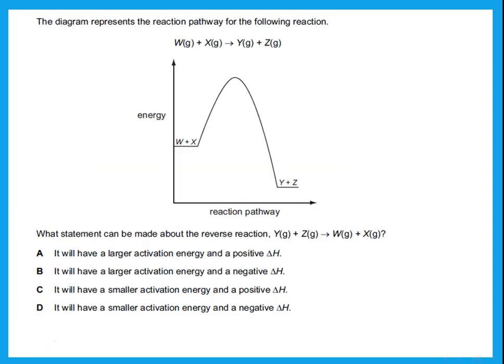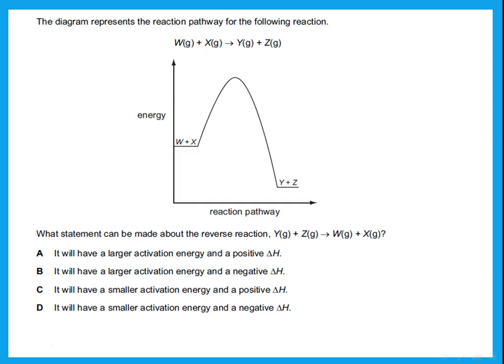Okay, the diagram represents the reaction pathway for the following reaction. Which statement can be made about the reverse reaction? So I want to go from Y plus Z to W plus X. Now, will that have a larger activation energy or a smaller activation energy? Well, the activation energy for the forward was from W plus X to the top. But now that I'm going backward, it is from Y plus Z to the top. So, of course, the reverse reaction will have a larger activation energy.